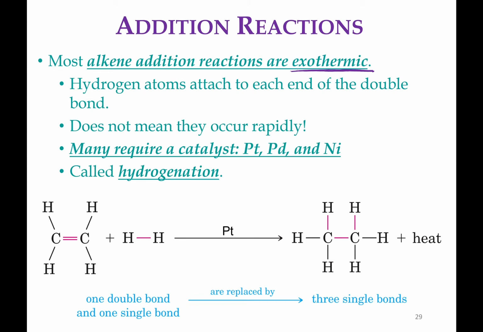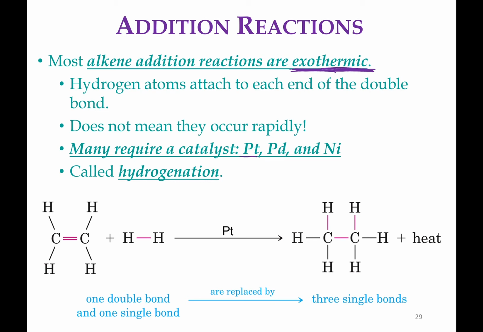So generally when we have an exothermic reaction, that means it's spontaneous, meaning it will happen on its own, but just because something happens on its own does not mean it happens quickly. So we'll have to add a catalyst to make it go faster. When we require a catalyst, what catalyst we use depends on what we want to do.